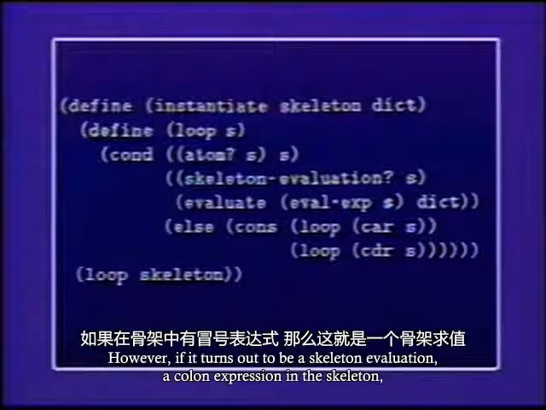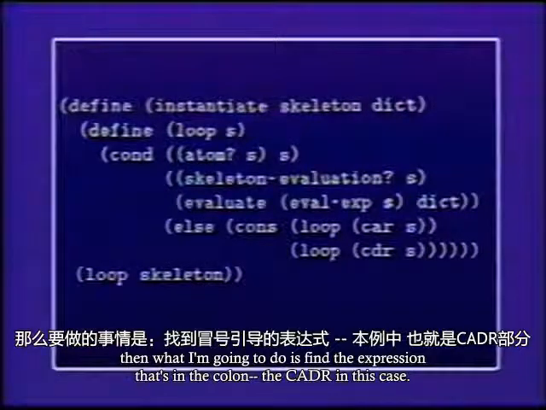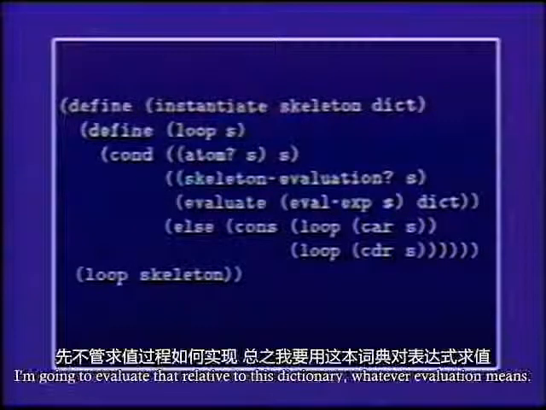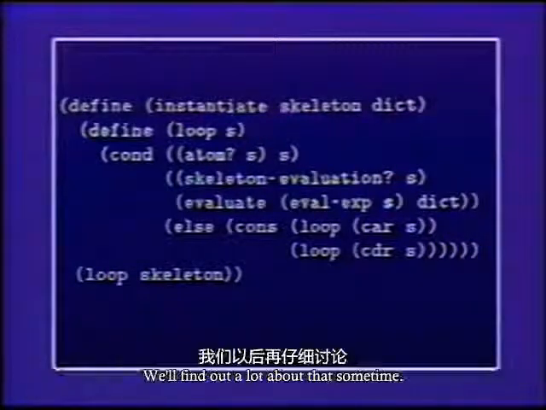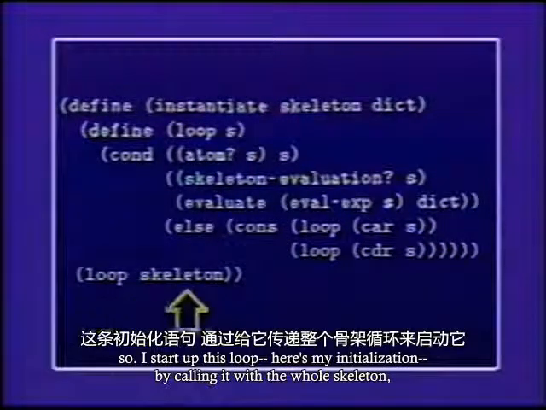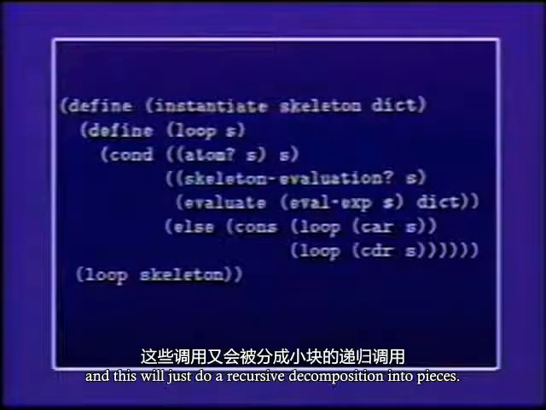Okay. However, if it turns out to be a skeleton evaluation, a colon expression in the skeleton, then what I'm going to do is find the expression that's in the colon. There's a piece of abstract syntax here, so I can change my representation of rules. Okay? I'm going to evaluate that relative to this dictionary, whatever evaluation means. We'll find out a lot about that sometime. Okay? And the result of that is my answer. So I start up this loop, here's my initialization, by calling it with the whole skeleton. And this will just do a recursive decomposition into pieces.